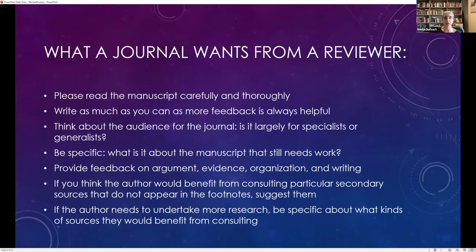Being really specific, that's what we want. What is it about this manuscript that still needs work? What is working really well? Again, we want the feedback on argument, evidence, organization. We would like you to tell us and the author whether they need to read more secondary material and also whether they need to do more research.